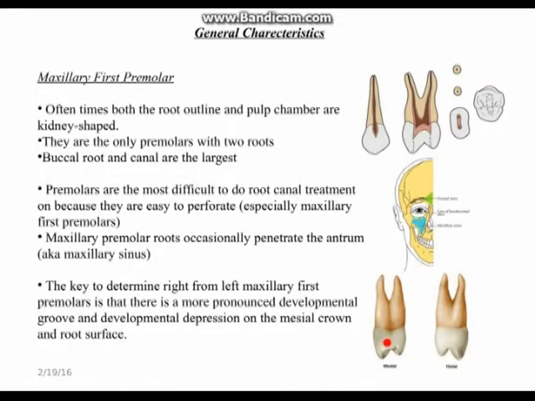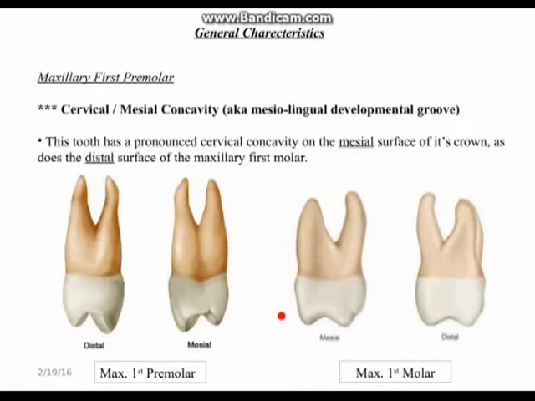So this is the distinguishing factor between the maxillary first and second premolar when you look at it on the mesial side. The maxillary second premolar doesn't have it. We're going to see what other tooth has it. So when you look at the maxillary first premolar, I want you to remember cervical or mesial concavity, which is the developmental groove. This tooth has a pronounced cervical concavity on the mesial surface of its crown, correct? As does the distal surface of the maxillary first molar. This is crucial information for you to know, okay?